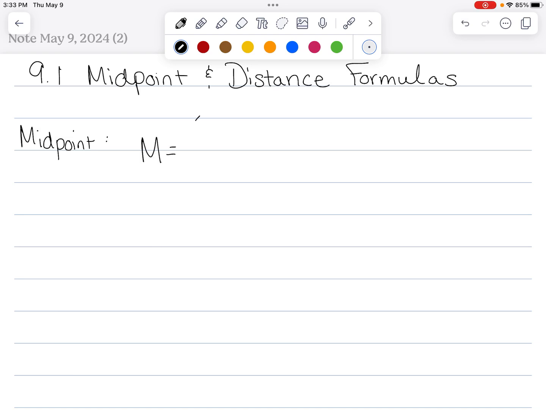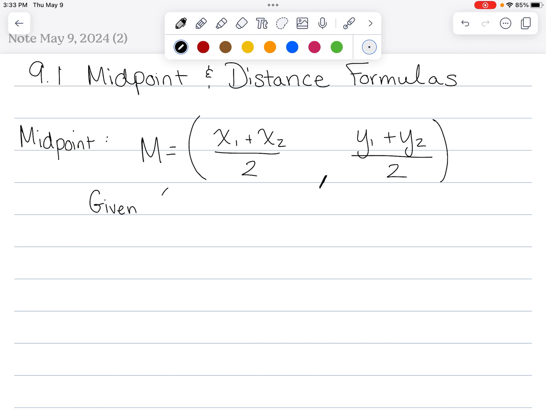It says that the midpoint, which still has to be a point, so there's parentheses involved, is x1 plus x2 over 2, comma, because it's a coordinate point, y1 plus y2 all over 2. Essentially, when you are given 2 coordinate points, which remember coordinate points go x, y, you're just averaging the x's and averaging the y's, and that's the middle point. Distance formula.